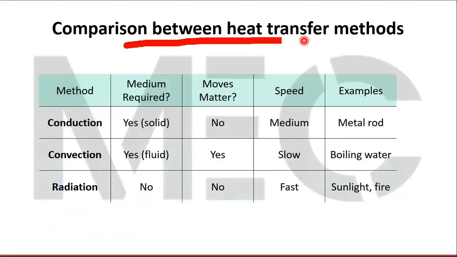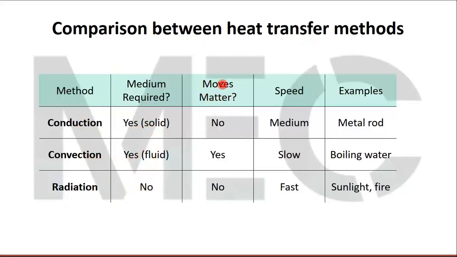So, comparison between heat transfer methods: conduction, convection, and radiation. Is medium required? In conduction, yes, medium is required. A solid is required to transfer the heat. In convection, we need a fluid for heat transfer. In radiation, no medium is required.